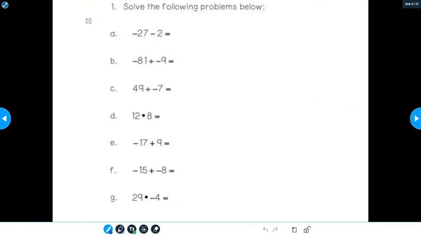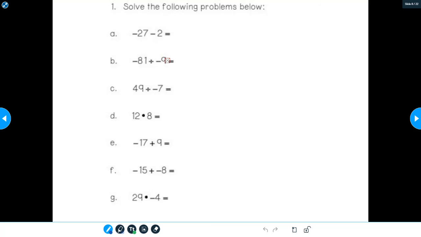Next slide. Here is your warm-up. Guys, you need to be very careful when you're working on these problems. We have positive numbers. We have negative numbers. The first one, letter A, is negative 27 minus 2. So I have a negative, and I'm taking 2 more away. It's going to get more negative, so it's going to be a bigger negative.